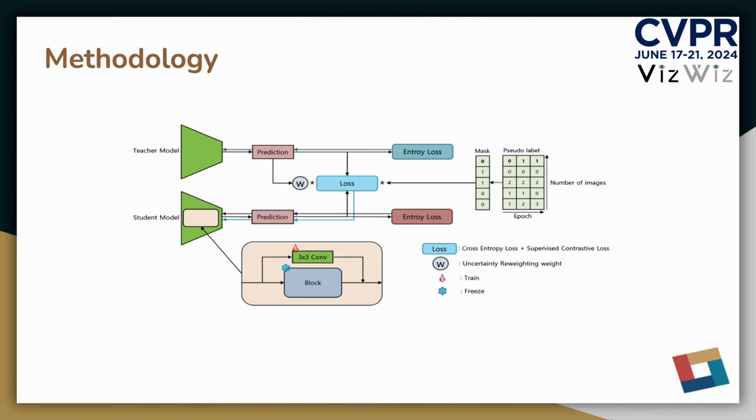Our method consists of the teacher and student models. The teacher model outputs pseudo labels using augmentation averaged pseudo labels. The student model incorporates a parallel 3x3 convolution layer alongside the classifier block and exclusively trains the 3x3 convolution layer. To provide more accurate pseudo labels to the student model, we introduce two methods.